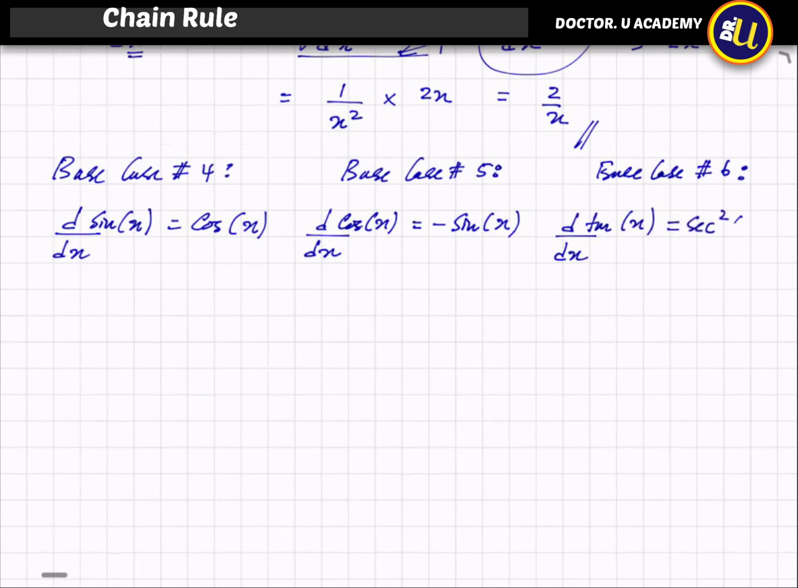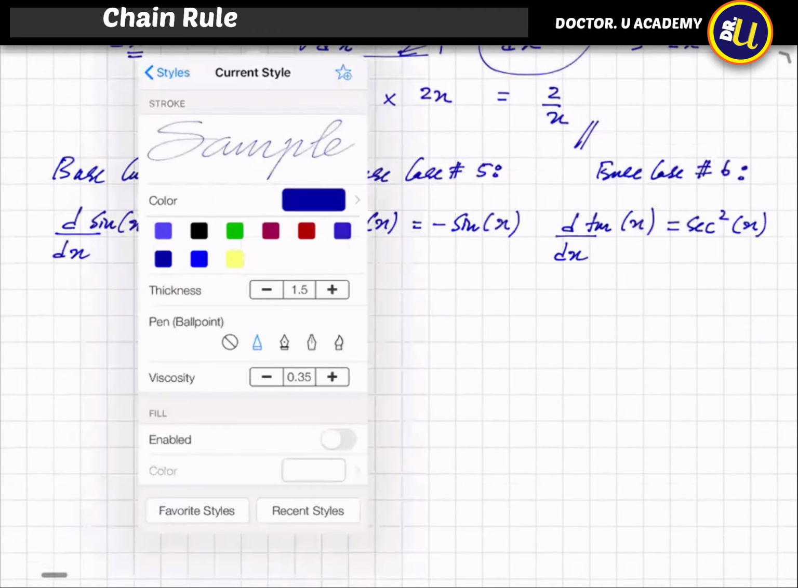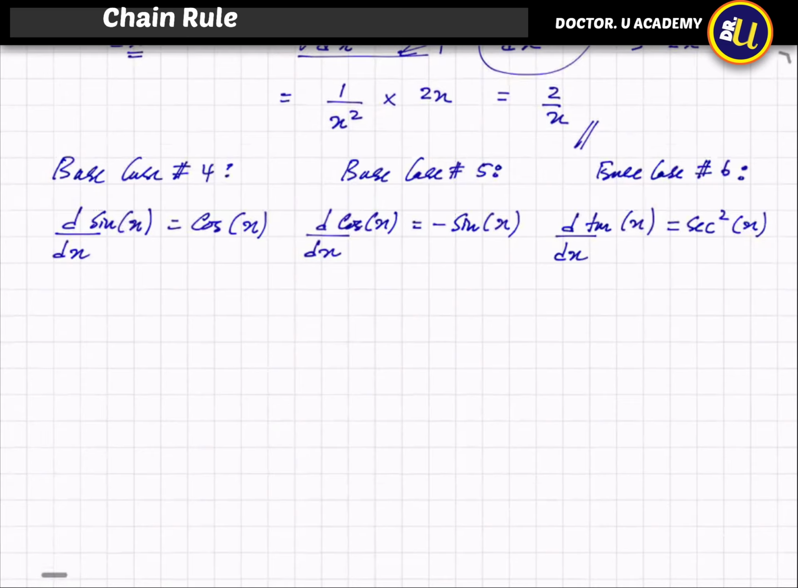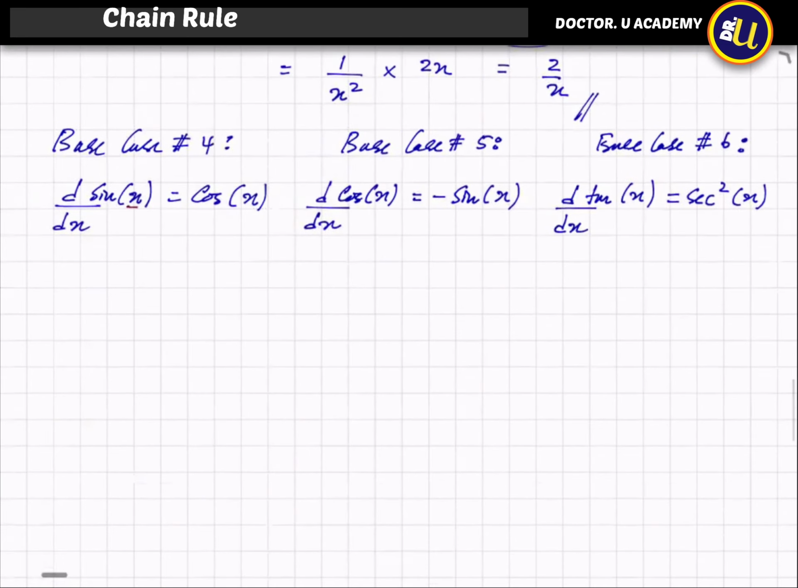Okay, and now base case number 6, that will be d/dx of tan x, and that is going to be sec squared x. Now we know that if you have x here, you should have x in the denominator. That is called the compatibility. If you have the compatibility, the output has the same thing. See, you have the compatibility here.